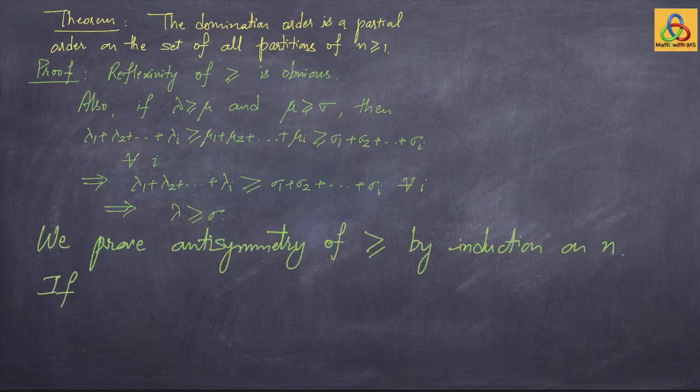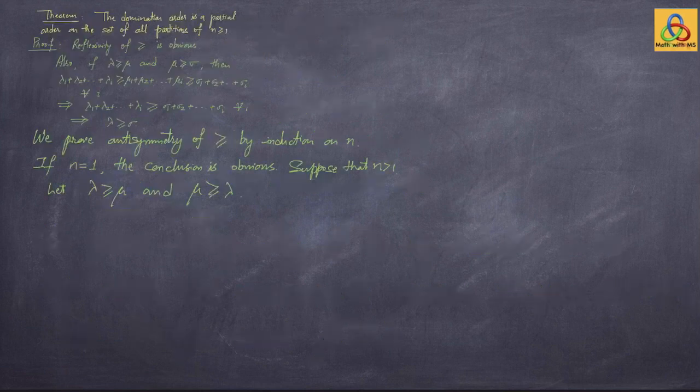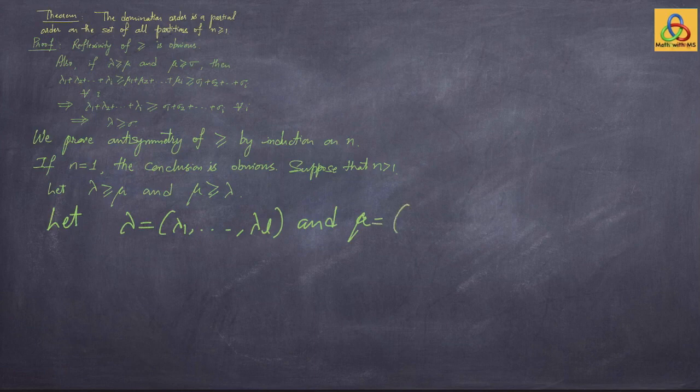If n is equal to 1, there is nothing to do because there is only one partition of n. The conclusion is obvious. So suppose that n is bigger than 1. Let lambda be bigger than or equal to mu and mu bigger than or equal to lambda. Let us say lambda equals lambda 1 up to lambda l and mu equals mu 1 up to mu m.